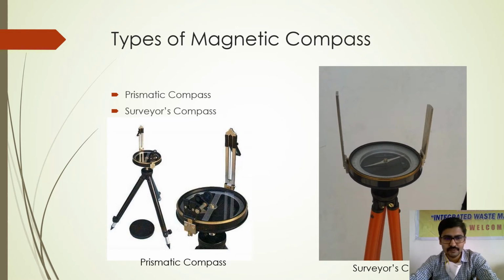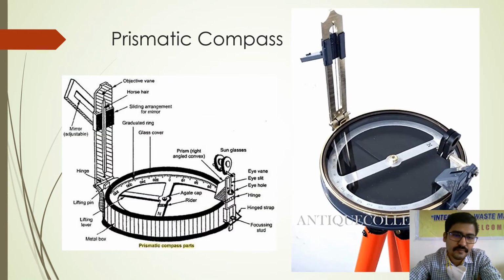Out of the two, the prismatic compass is the one you will work with in the field as well as in your theoretical subject. For the surveyor's compass, you will just understand what that compass is and what the difference is between the prismatic compass and the surveyor's compass. Whereas the prismatic compass is the one you will learn about thoroughly. So we will begin with the first type of compass, that is the prismatic compass.